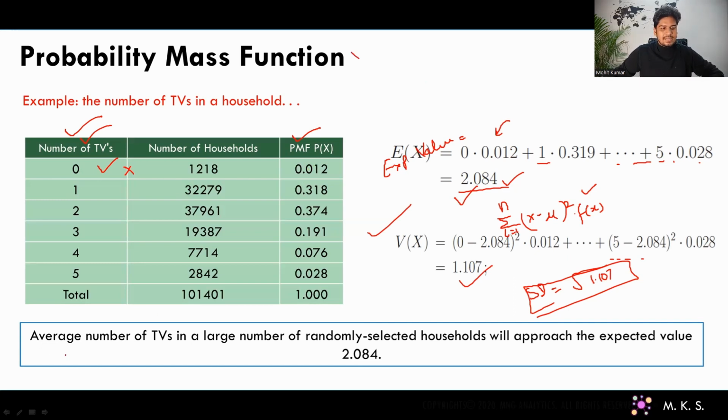And yes, so now we can say the average number of TVs in a large number of randomly selected households will approach the expected value of 2.084, right? So this was from the sample. But now if we want to infer about the population, we can say that in a large number of randomly selected households, the expected number of TVs or average number of TVs in that household will be approximately 2.084, right? So this is how we use probability mass function. I hope this is clear, guys, right?